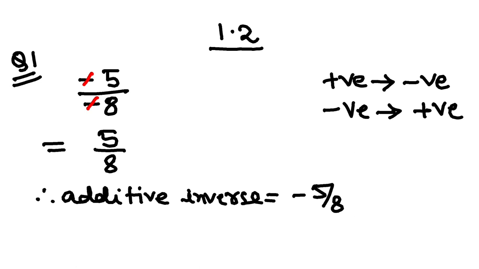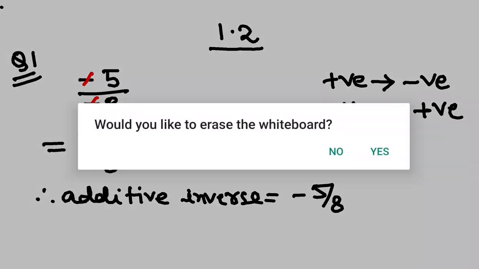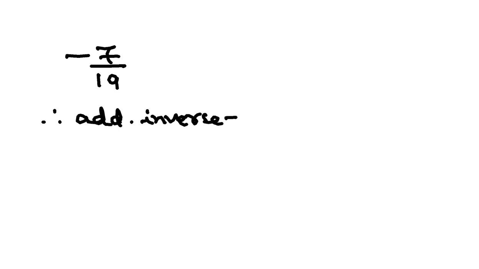Okay, let me take one more. There's another question, minus 7 by 19, a negative number, so its additive inverse will be, of course, positive, that means 7 by 19. Right, very easy. Rest of the questions you can do on your own.